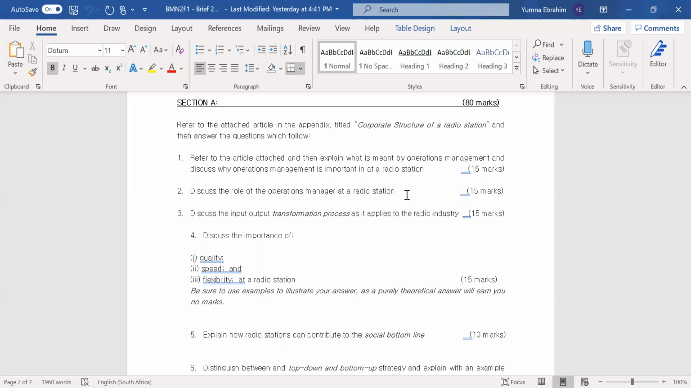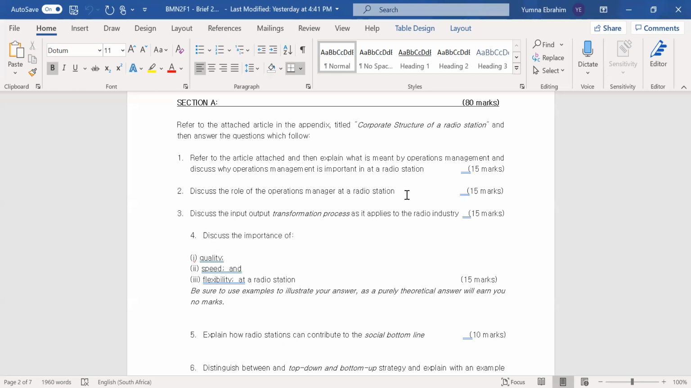What are the job responsibilities, and what are the everyday duties? An operations manager, for example, has to make sure that everything runs on schedule. They have to make sure that the day ahead or the week ahead, the schedule is adequately planned, in a way that meets the needs of the target audience. For example, BMH radio has a very different target audience to that of 702.